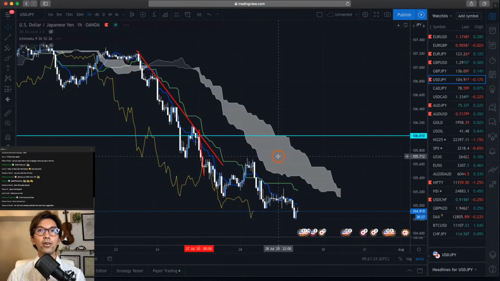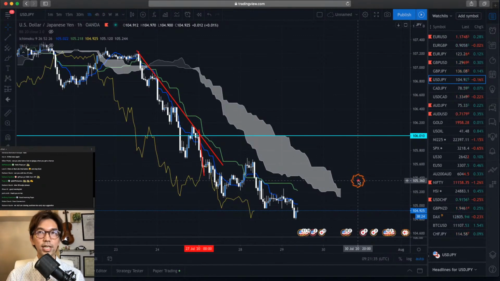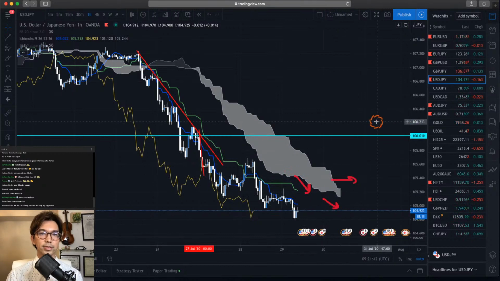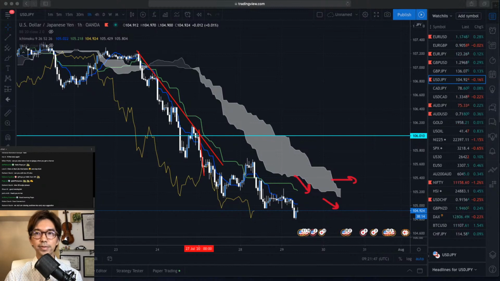So by looking at the 4 hour, we also see that Senkou Span B is flat, but A is down, and Kijun-sen is also down. So this is a clear downtrend, right? This is a clear downtrend.